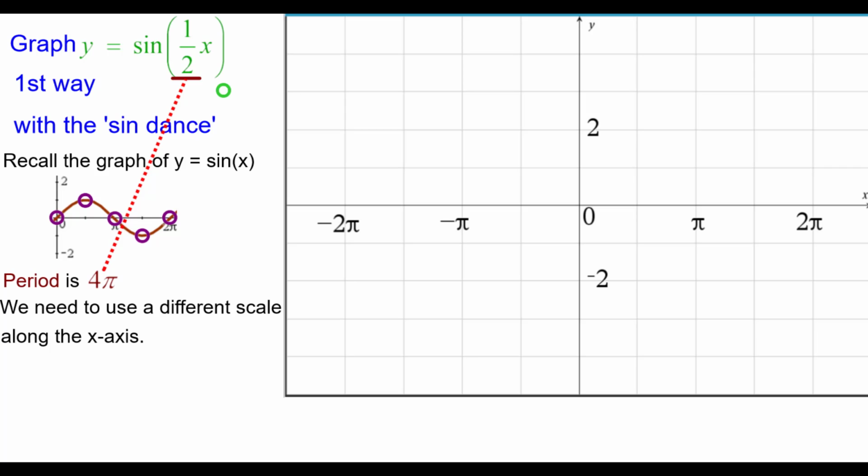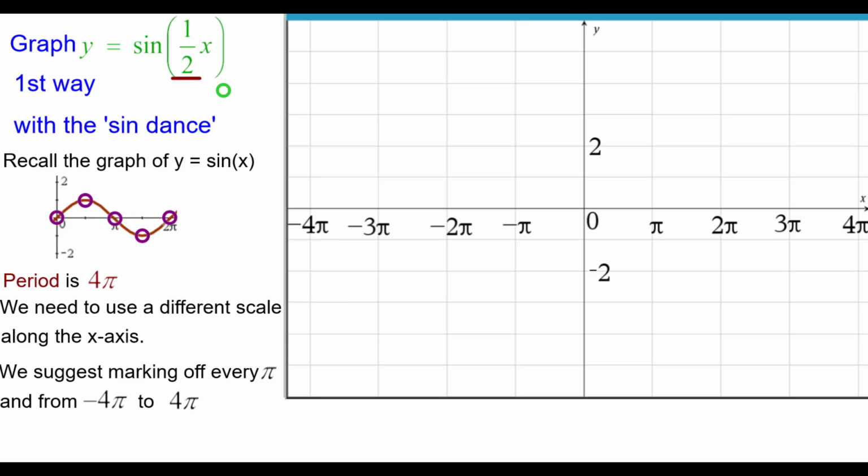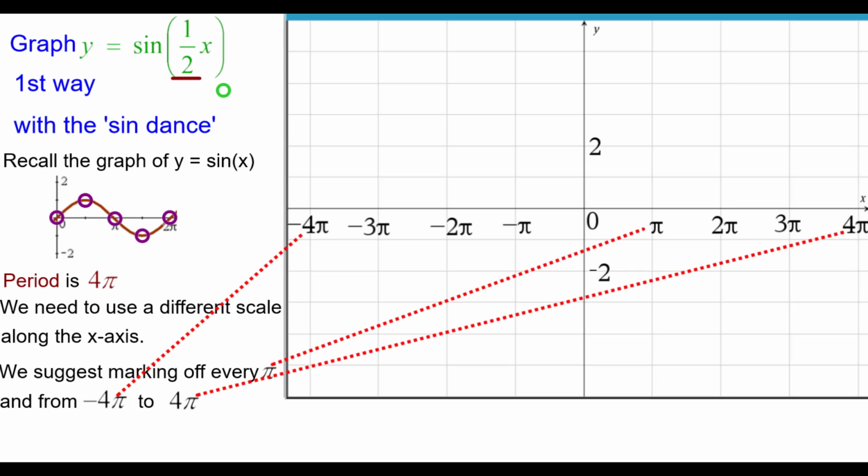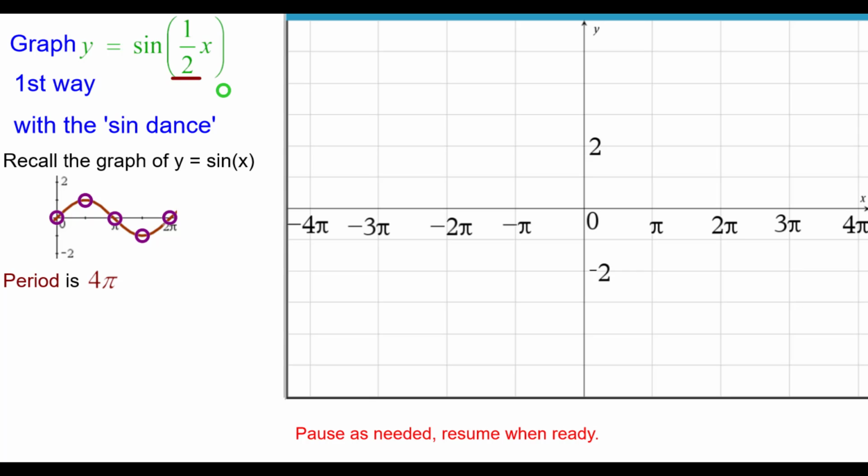We're going to need to use a different scale along the x-axis. So we're suggesting to mark off every pi and mark off from negative 4 pi to positive 4 pi, as we did here. Pause as needed.